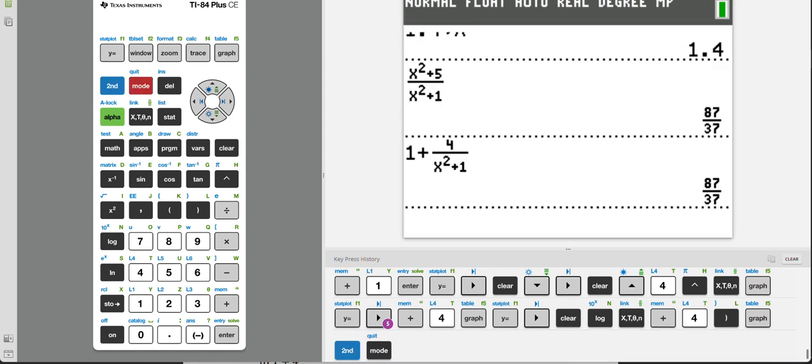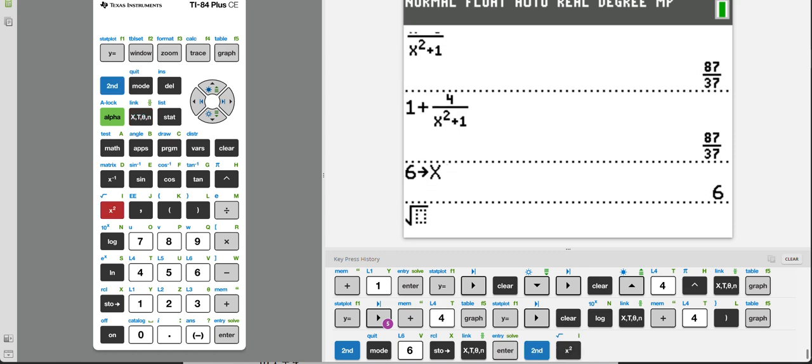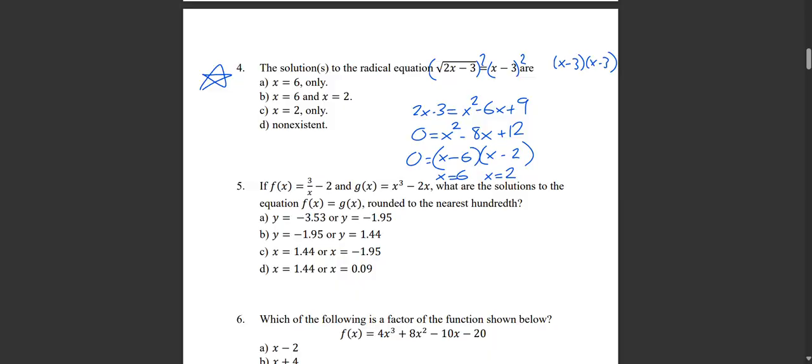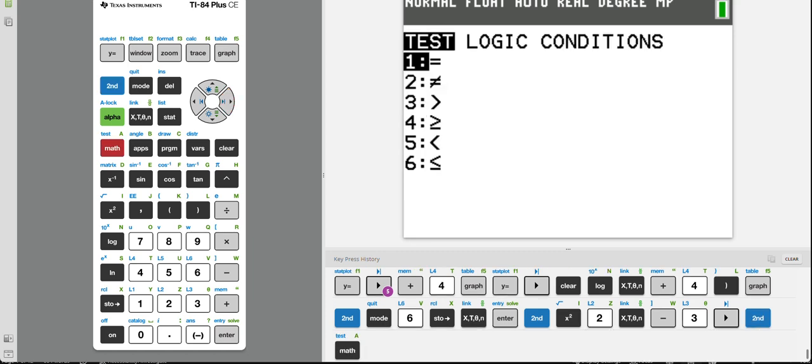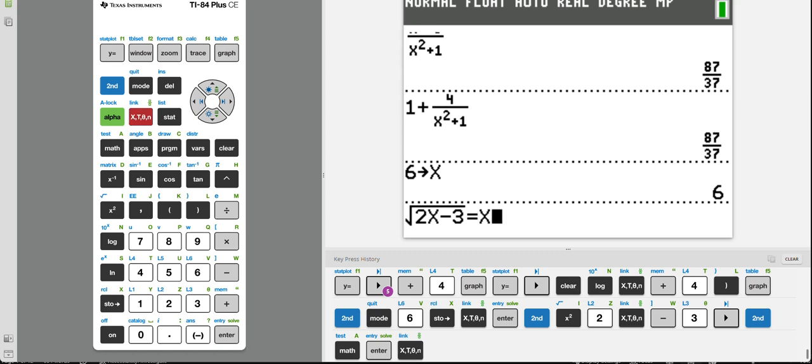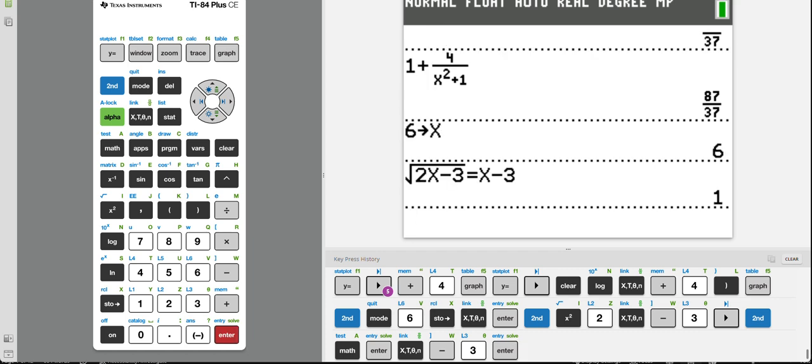So 6 stored into x, and then I'm just going to write this equation out, 2x minus 3 equals x minus 3. To type an equal sign, you're going to press second math, to conduct a test. And if you get a 1, the equation is true. If you get a 0, the equation is false. So 1, that implies the equation is true.